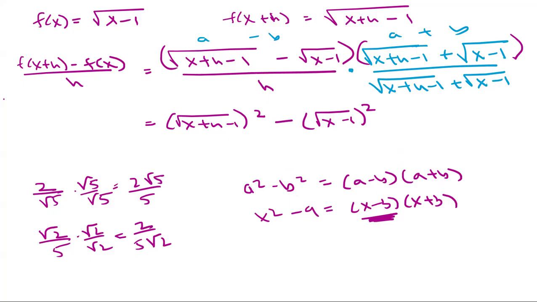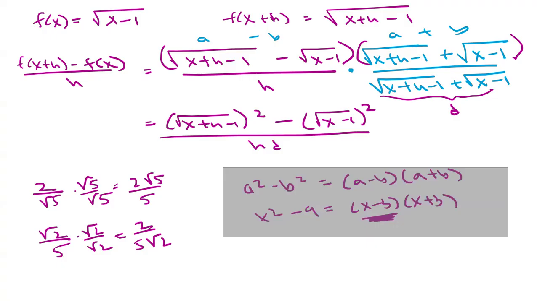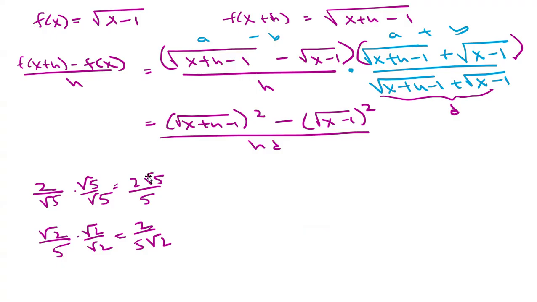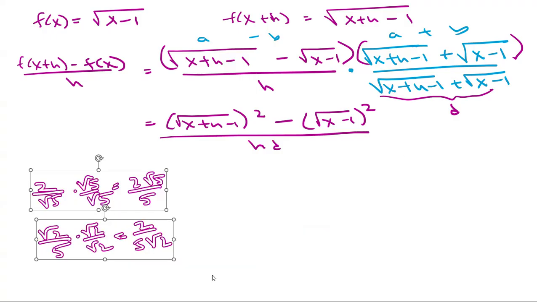Okay, so that's wonderful. And then we have that whole denominator still. I'm going to represent this here as D. So I'll have hD, so I don't have to keep writing that whole big thing. Okay, so let me erase this down here.